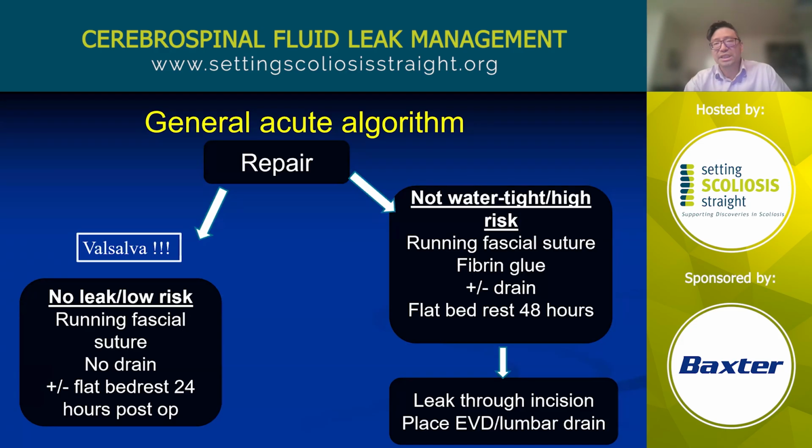And if I'm worried that it's really not a good closure, or they're high risk of leaking, bad dura, then basically I'll throw everything at it. I'll throw a patch, put the glue in, subfascial drain, and make them flat for a little while. And then if I need to escalate, I'll put in a lumbar drain. Then I'll close the skin with the 3-0 running Monocryl on top of that to really try to prevent it from leaking out the skin.